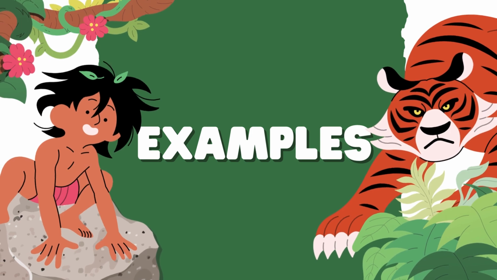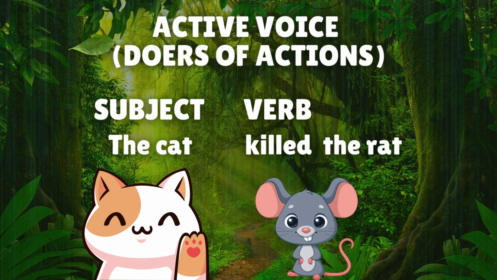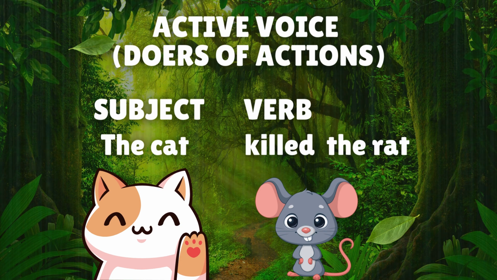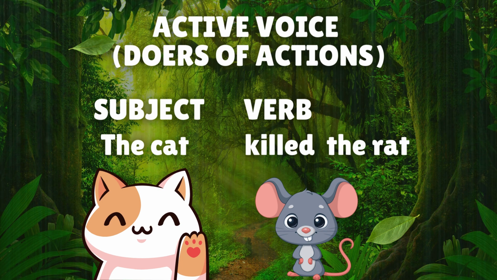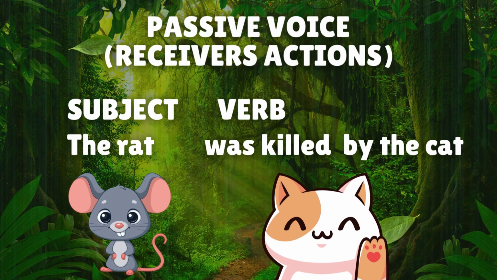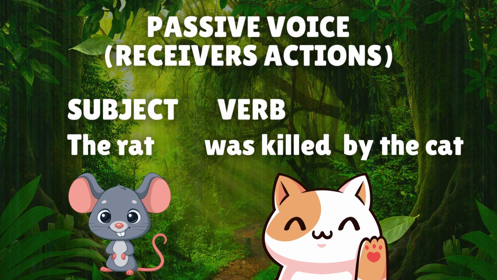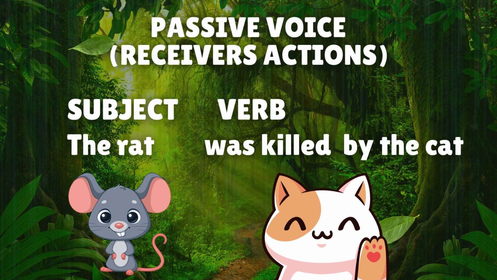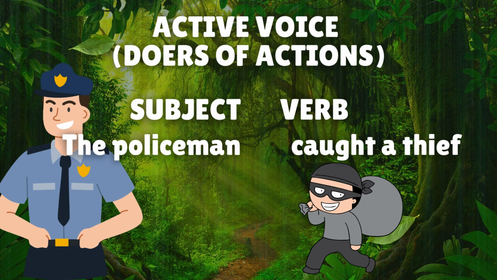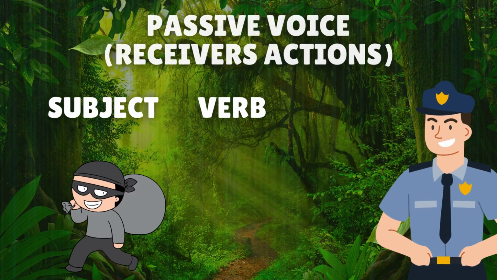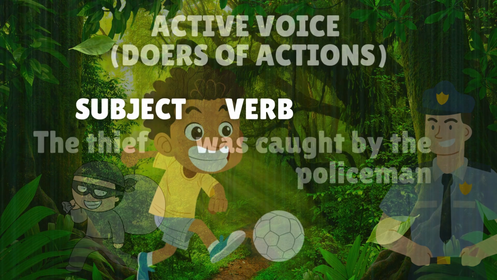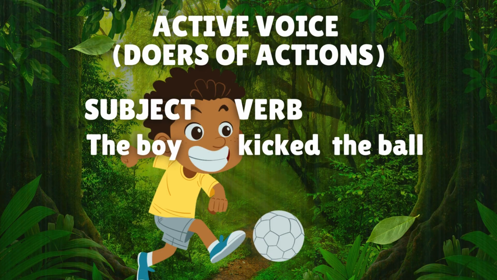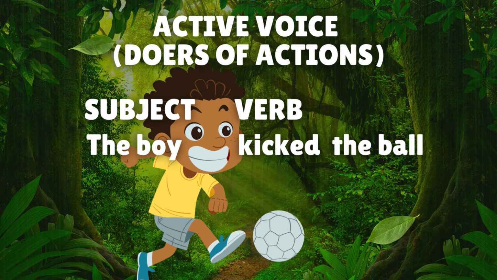Now we'll take some examples. Subject, the cat; verb, killed; the rat. If you want to change it to the passive voice, we say "the rat was killed by the cat." Then the next example: "The policeman caught the thief." In the passive voice, it is "the thief was caught by the policeman." Another example: "The boy kicked the ball." "The ball was kicked by the boy."